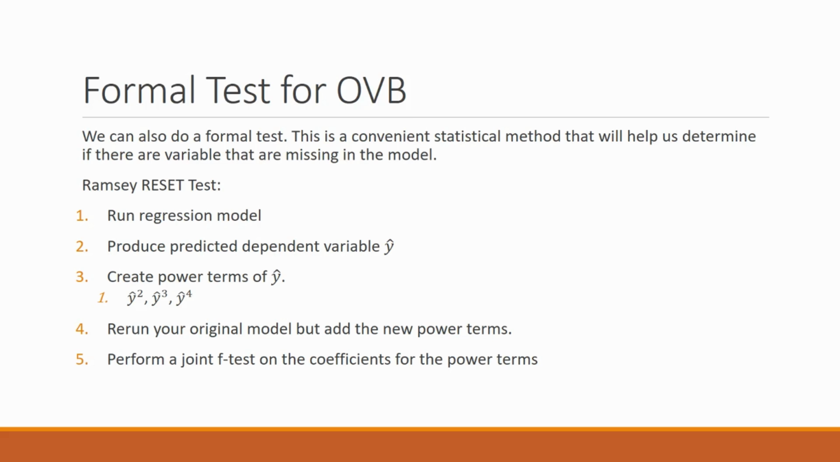We're missing variables from the model. All right, so that would be our formal test for omitted variable bias. We will demo that both by hand and using a command in Stata.